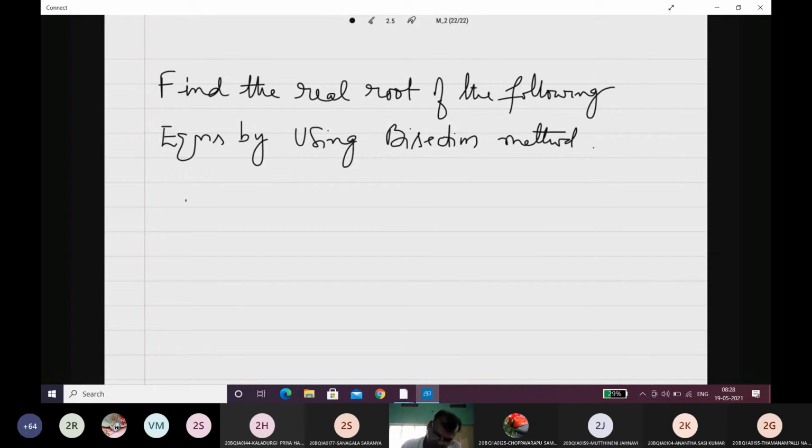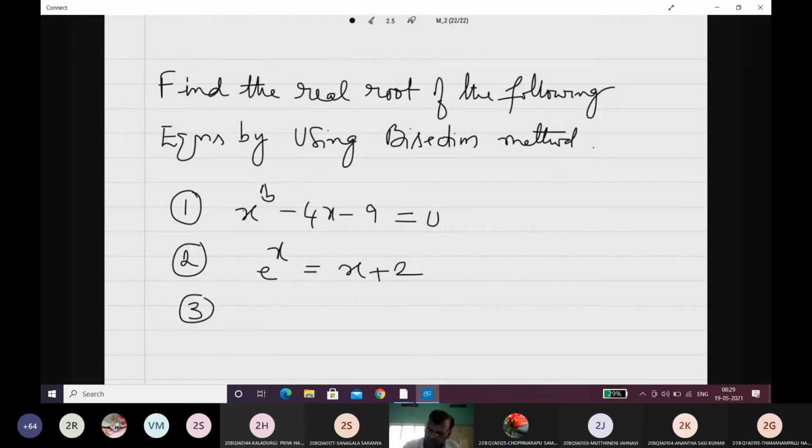Okay, now the first one is x cubed minus 4x minus 9 is equal to 0, and the second one is e power x is equal to x plus 2, and the third one is sin x is equal to 1 by x.